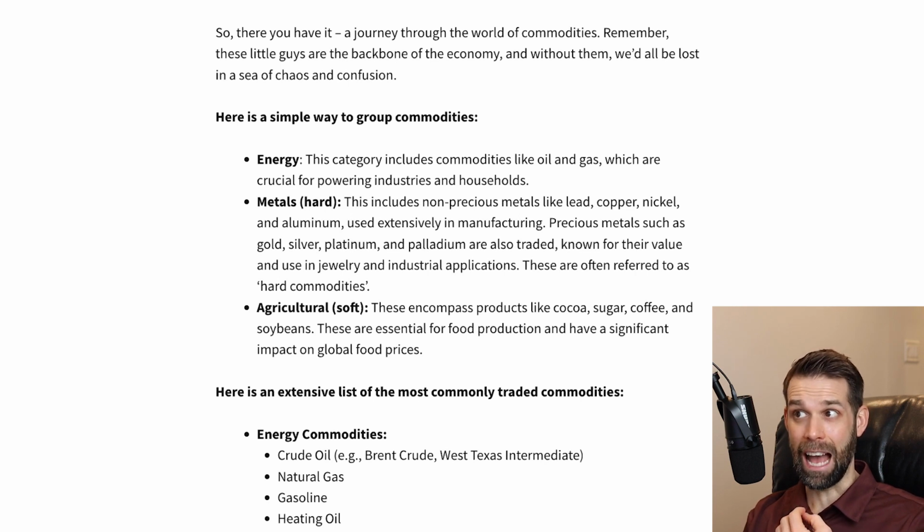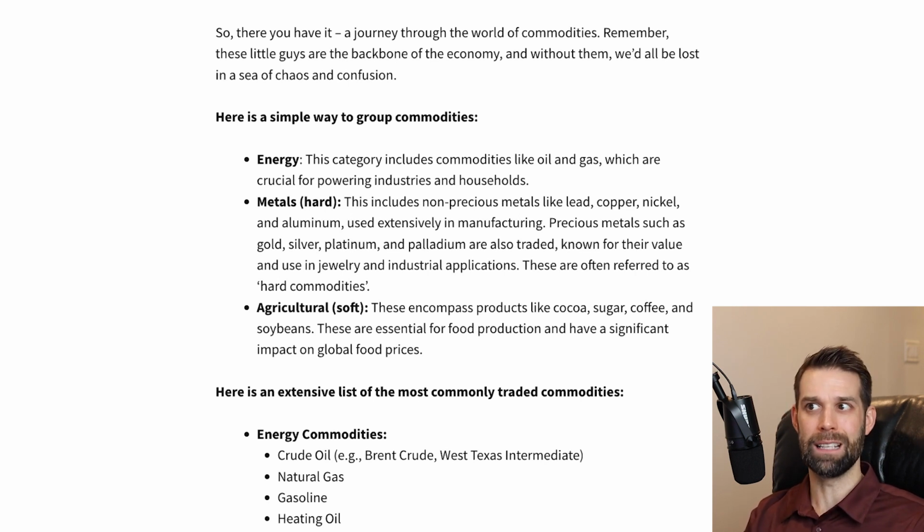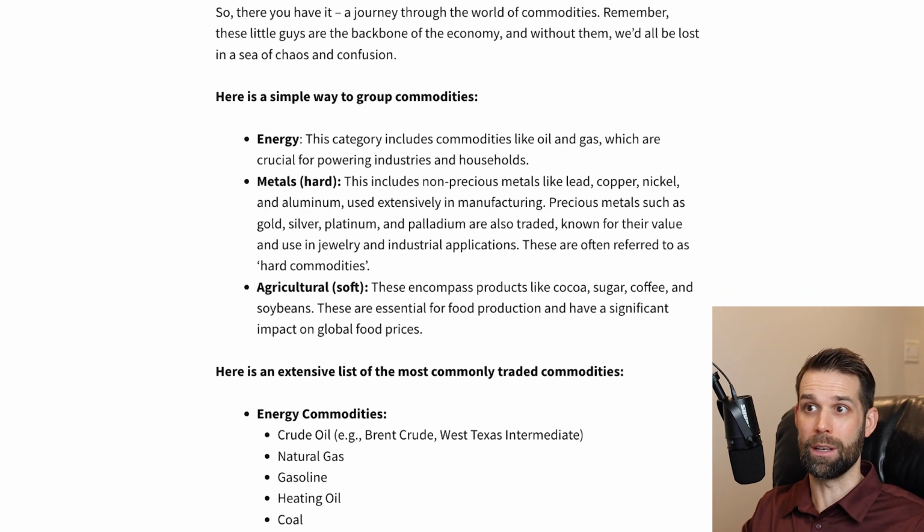These are things like sugar, coffee, soybeans. They're essential for food production. They have a significant impact on the global price of various foods. So sometimes people categorize these commodities into three categories: energy, metals, which are hard commodities, and then agricultural, which is referred to as soft.